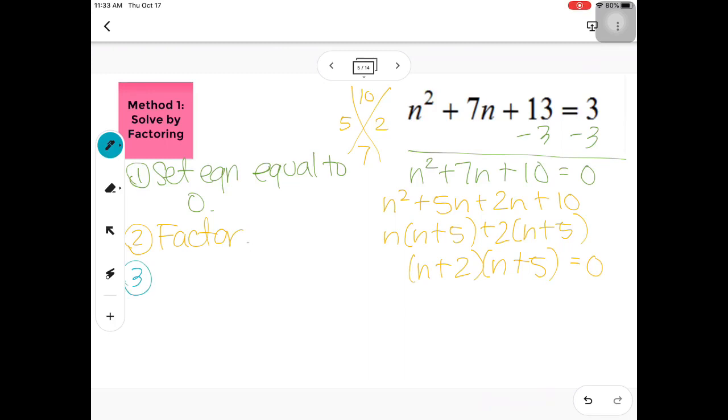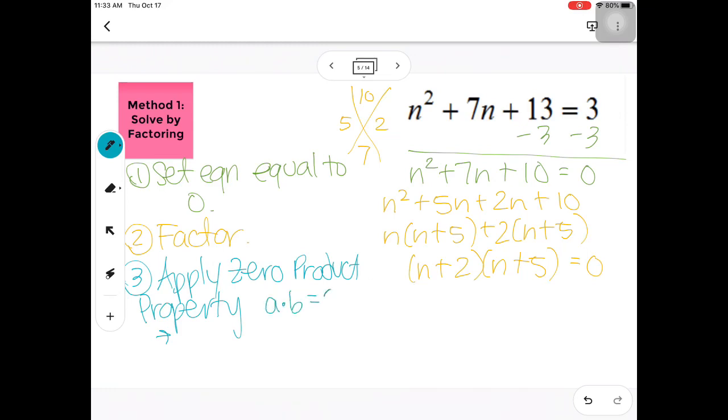Your third and final step is to apply what we call the zero product property. What the zero product property says is that if two things are multiplied together, so if A times B, and they equal 0, then you know that either A equals 0 or B equals 0, because the only way we multiply to get 0 is if one of them is 0.